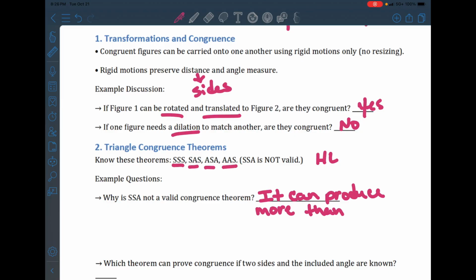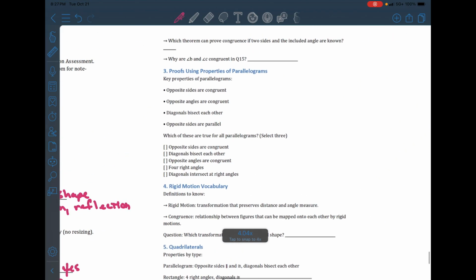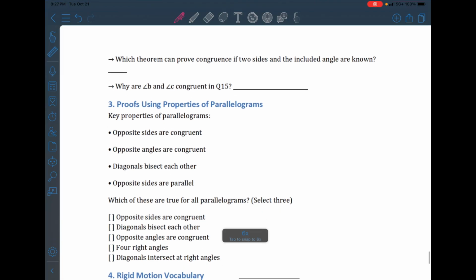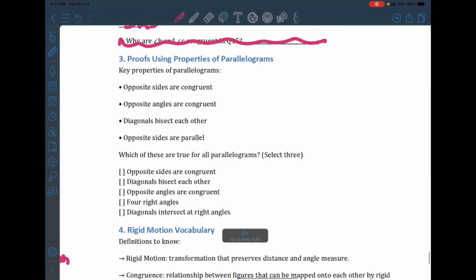Sometimes you can give a side-side angle, and depending on where you put the angle, it could produce not a triangle. It could not have enough length on one of the sides to produce a triangle. So which theorem can prove congruence if we are given two sides and the angle included? That would be side, angle, side. Don't worry about that. All right, these are the things you need to know about parallelograms.